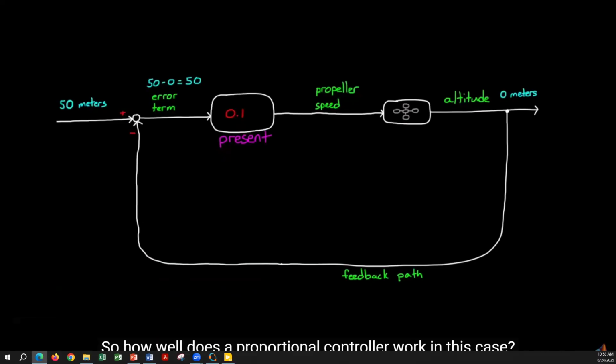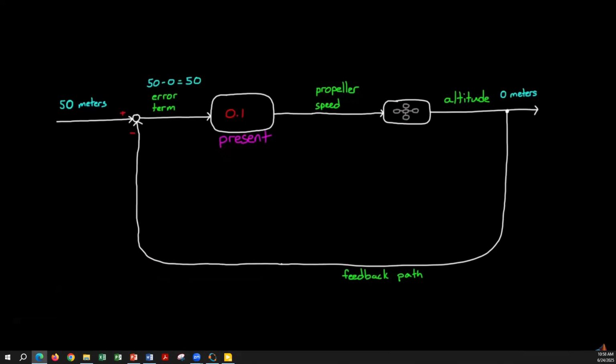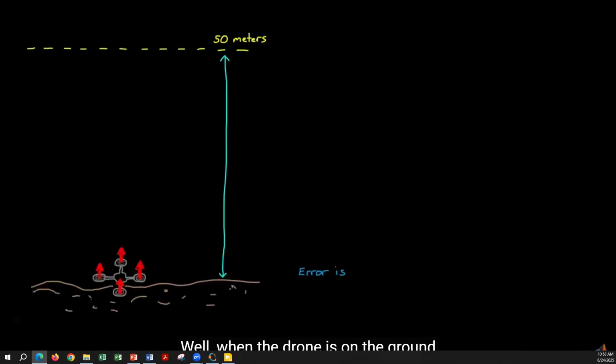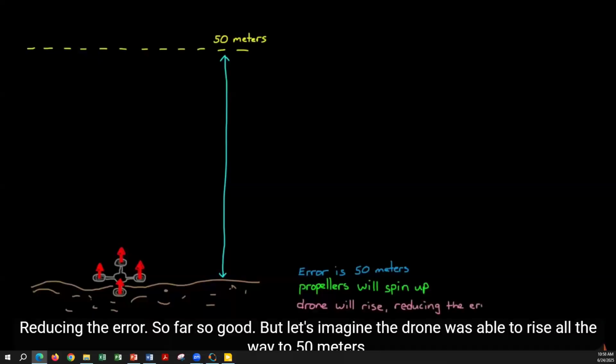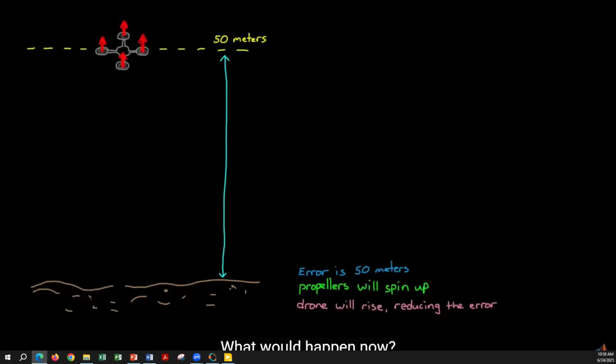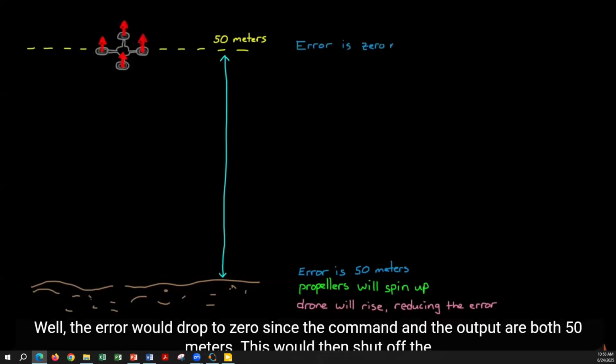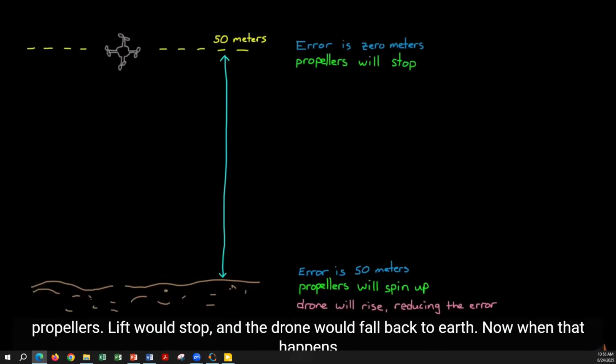So how well does a proportional controller work in this case? Well, when the drone is on the ground, there's an error of 50 meters, which would generate a large propeller speed, causing the drone to lift off and start to rise, reducing the error. So far, so good. But let's imagine the drone was able to rise all the way to 50 meters. What would happen now? Well, the error would drop to 0 since the command and the output are both 50 meters. This would then shut off the propellers, lift would stop, and the drone would fall back to Earth.